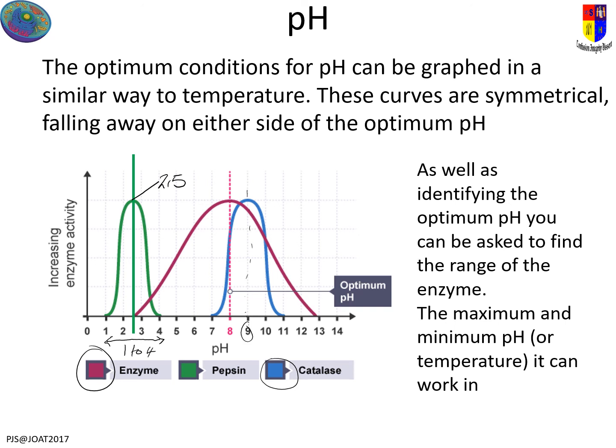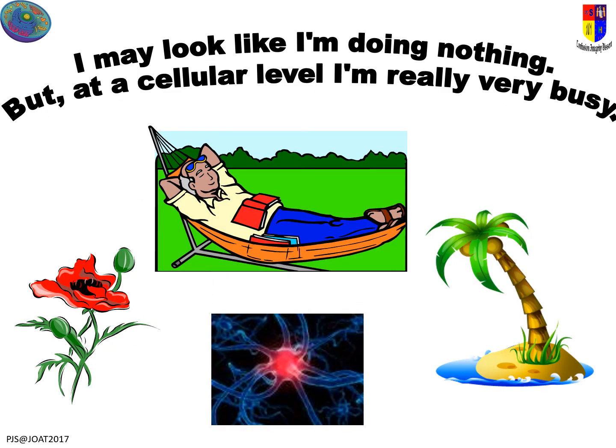The reason catalase has this high pH is actually a lot to do with where it is. It's in the liver. The liver produces the chemicals which neutralize our stomach acid when it comes out of our stomach. So the things which are in the liver have to work in slightly more alkaline conditions than the rest of the body. So that's it. That's everything to do with these ones. Make sure you're happy with the graphs and the shape of the curves. And just the last thought.